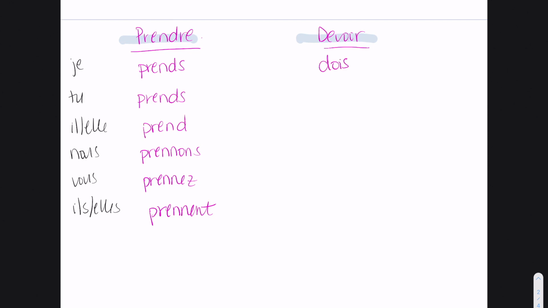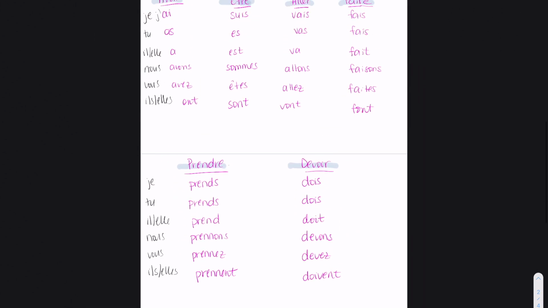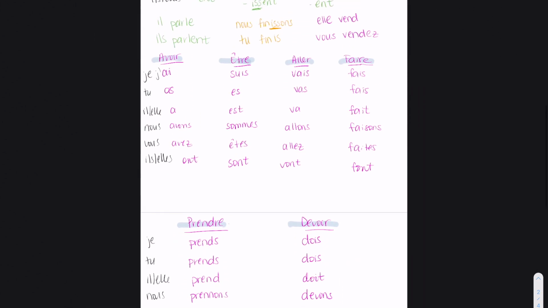Again, kind of follows on IR, but kind of doesn't at the same time. Tu dois. Il and elle doit. Nous devons. So that's very different. Vous devez. And il and elle doivent. Okay, so that's your layout and reminder of what present tense looks like, okay?